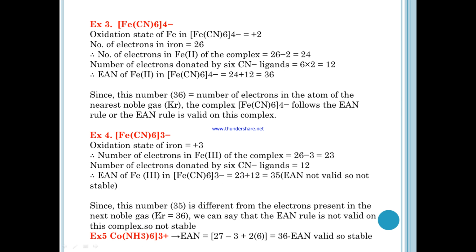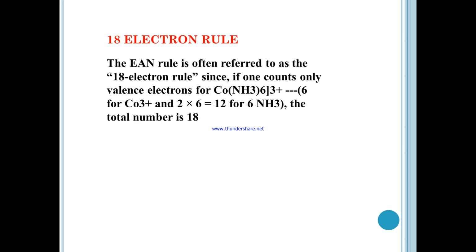If you see this table, here also we got 36, so this is also a stable complex. Likewise you can calculate EAN for various complexes. This EAN rule is otherwise called the 18 electron rule, because if you consider the valence electrons in any complex which obeys the EAN rule, then the number of valence electrons will be equal to 18. That's why this EAN rule is otherwise called the 18 electron rule.